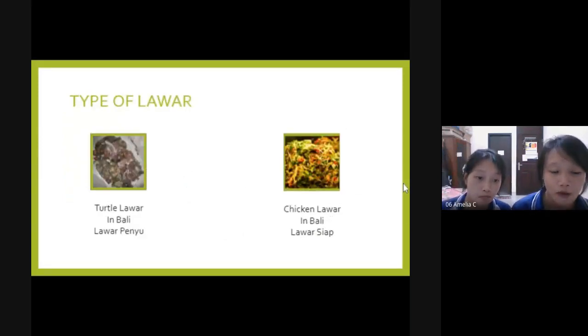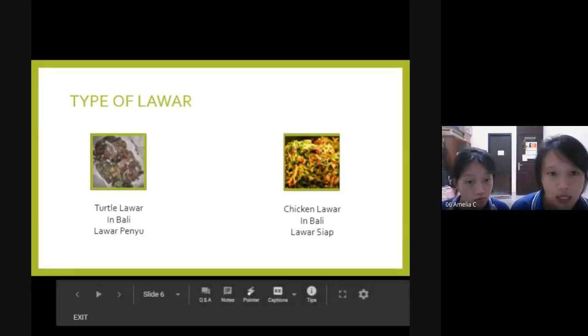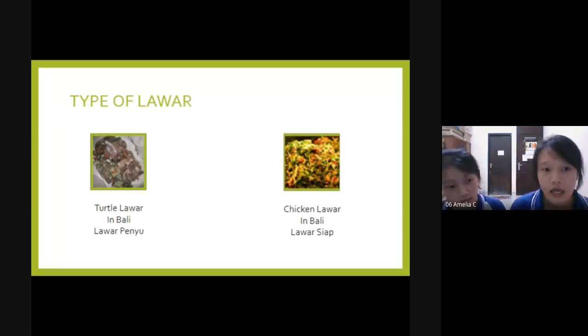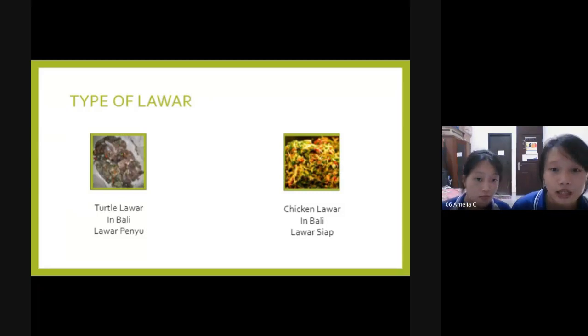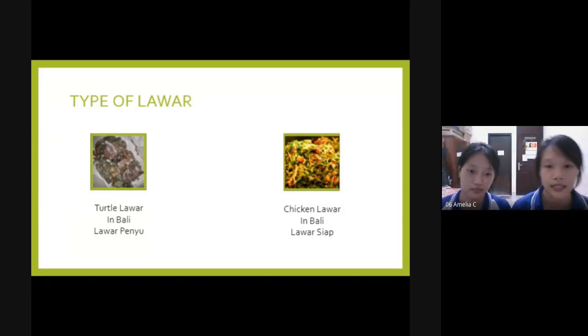There are several types of lawar. The first one is white lawar. The second is pork lawar. The third is red lawar. The fourth is turtle lawar. The last one is chicken lawar. Next.